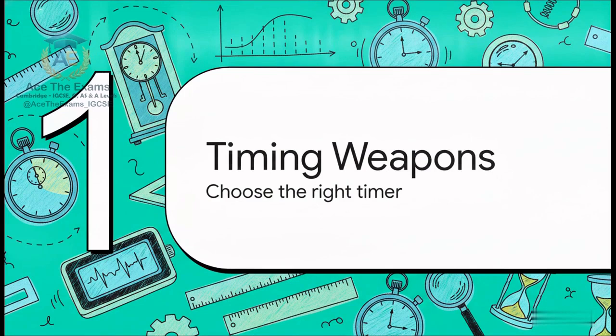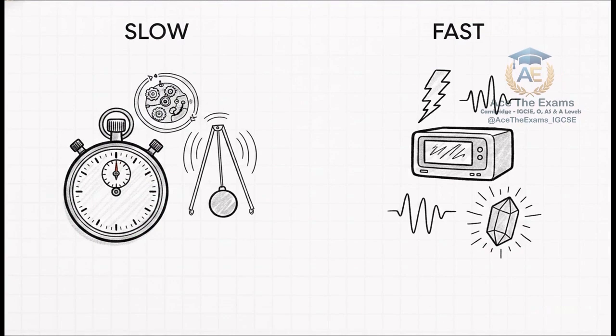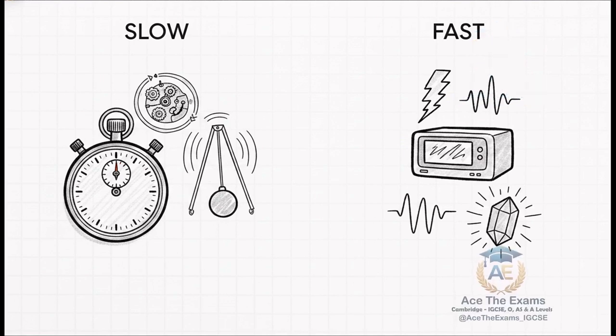Section 1. Timing weapons. Choose the right timer. To win these marks, you must choose a timer perfectly matched to the specific task at hand. You can't just casually write, "use a timer" for every physics experiment. The source material is ruthless about matching the instrument's precision to the duration of the event. A stopwatch is totally fine for a pendulum, but you absolutely need a digital clock or a data logger for millisecond events, like the speed of sound.